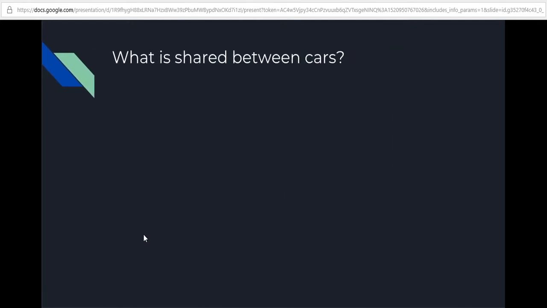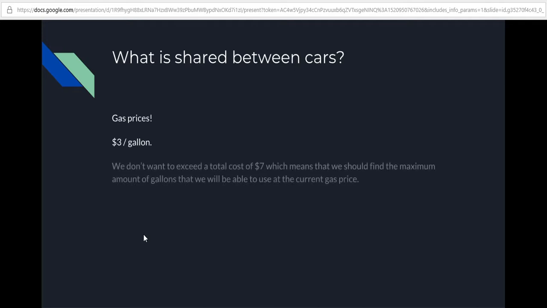So the first thing I want to ask is, what is shared between the cars? Gas prices. It's the same thing that they're paying. Despite their mileage differences, they're still going to be paying a flat $3 per gallon in this example. So we don't want to exceed a total cost of $7. So that means that in order to do this, we're going to have to find the maximum amount of gallons of gas that we can use in order to stay below our $7 threshold.